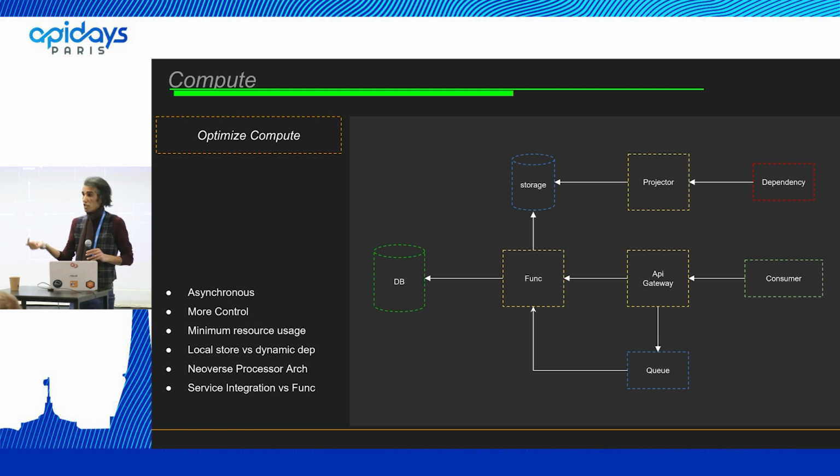So, service integration versus function: avoid coding for everything. For example, in this design, the API gateway is interacting directly with the queue. I'm not coding to write to the queue.